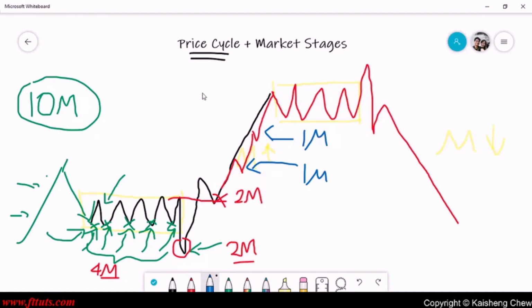Alright. So this is the price cycle and market stages. Then after that, the stages repeat again. They will go to become ranging. Then now they are doing expansion. Then the price marks up. Okay, so what is the purpose of the expansion?